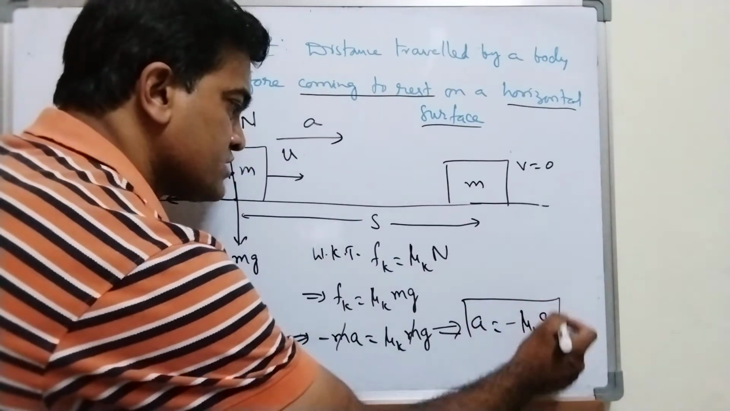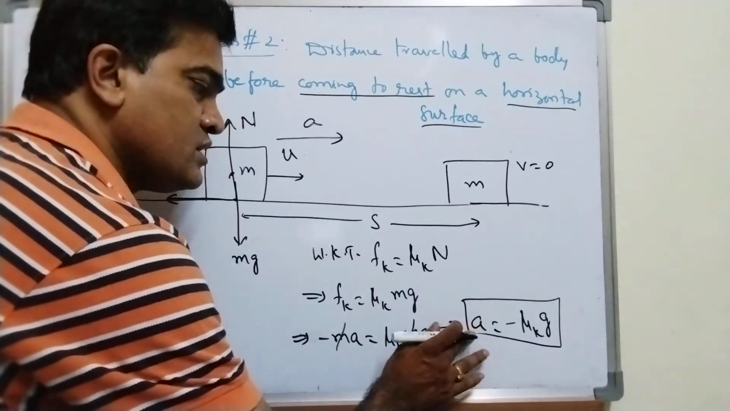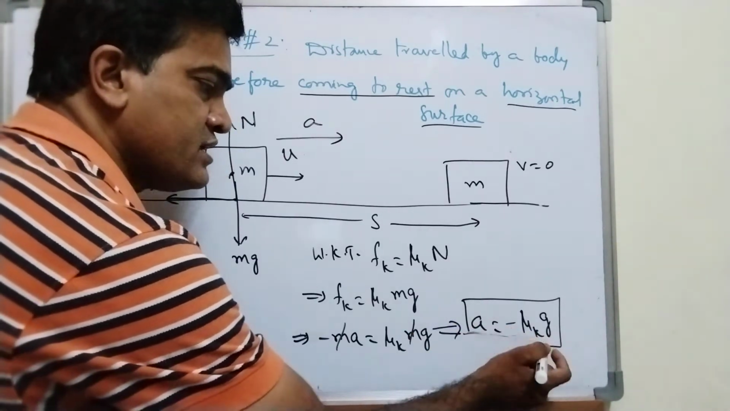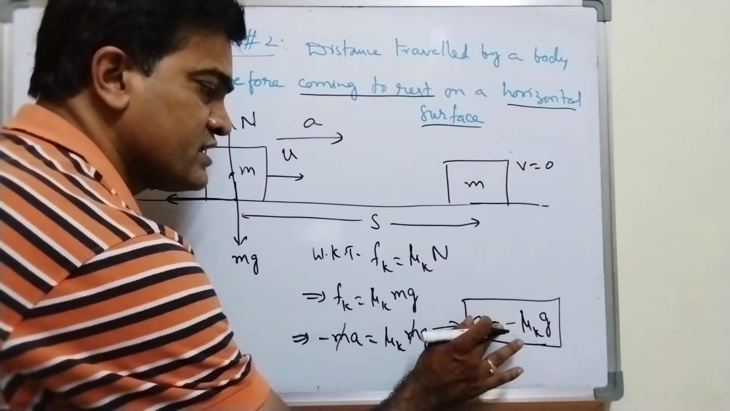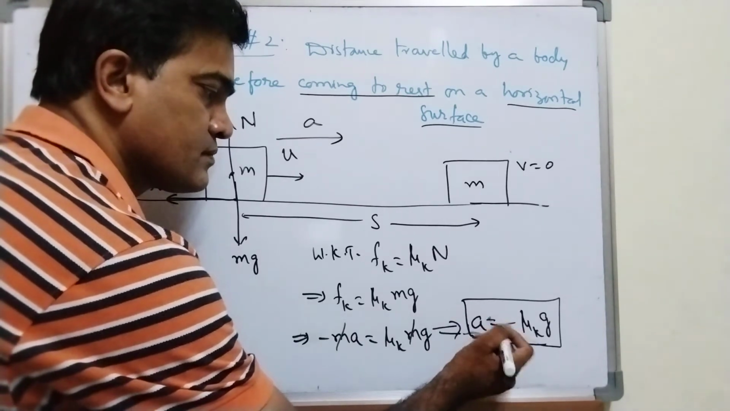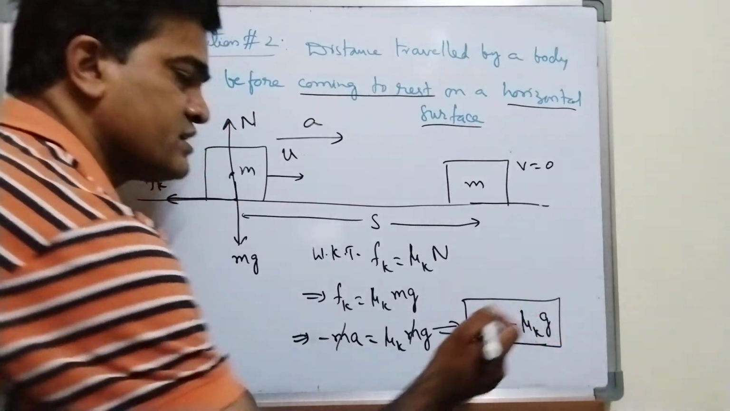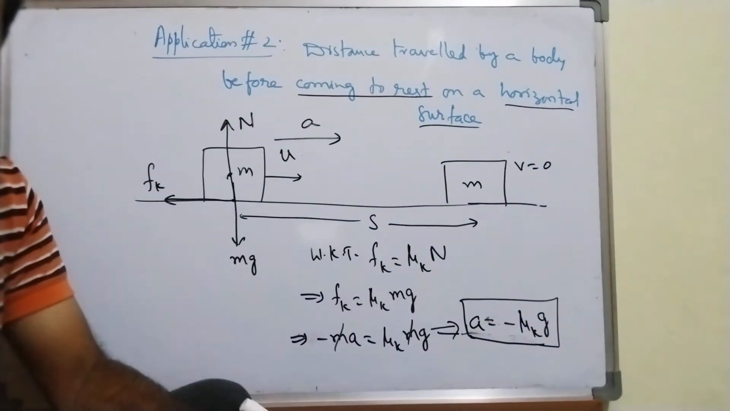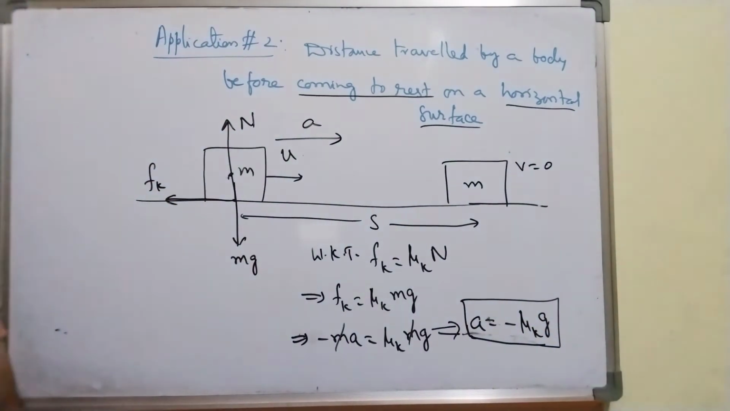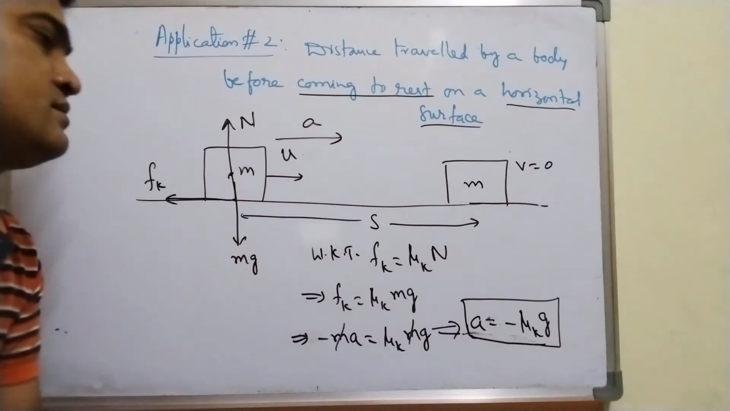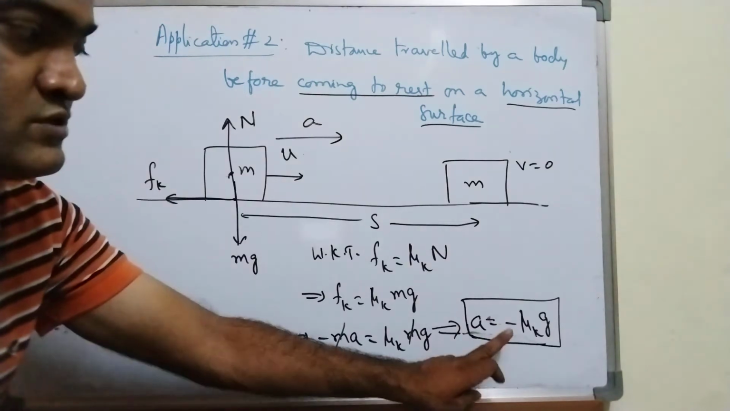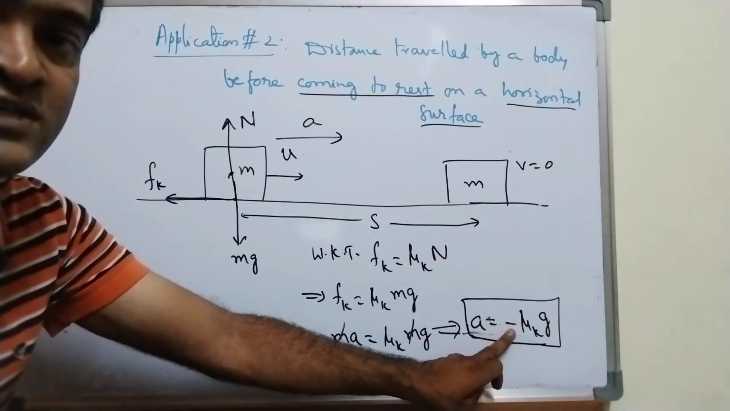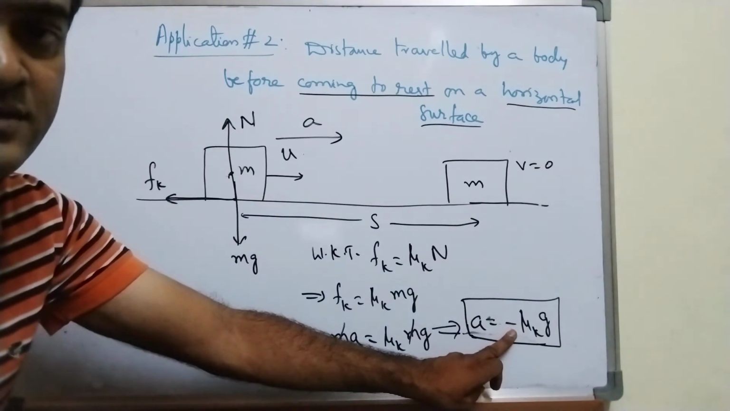This negative sign indicates that the block is getting decelerated, or retarded. You can say retarding motion. So a is equal to minus mu k g, I got. This negative sign indicates that the block is getting retarded or decelerated.